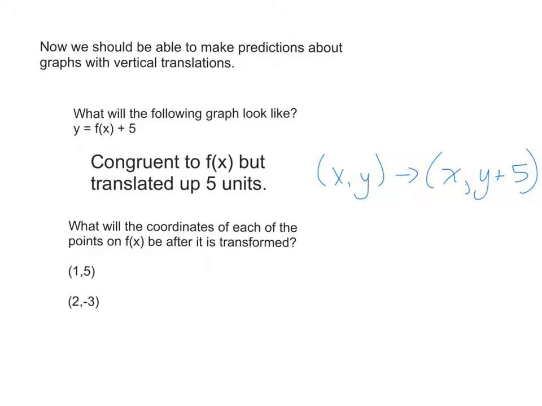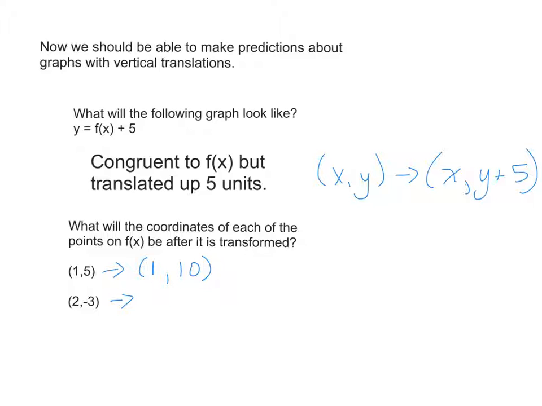So we're looking at where is this point 1, 5 going to move to? The mapping rule is x, y maps to x and y plus 5. What that means is x stays the same, so this is going to move to 1, but y gets 5 added to it. So it moves to 1 and 10.